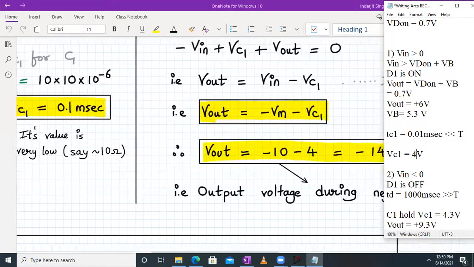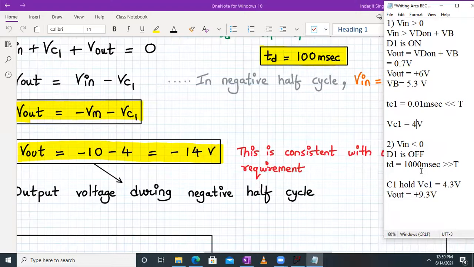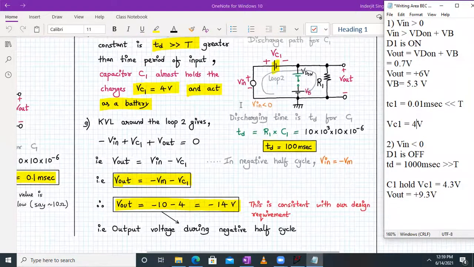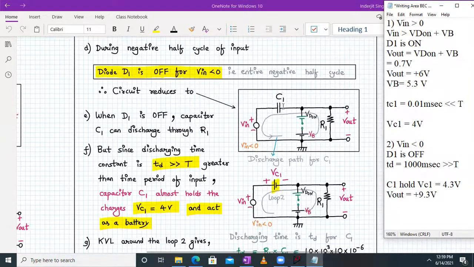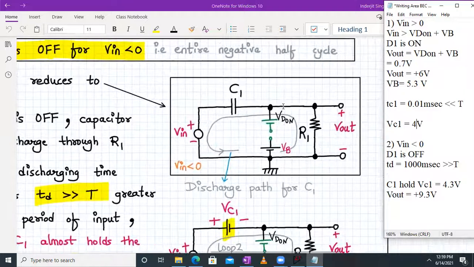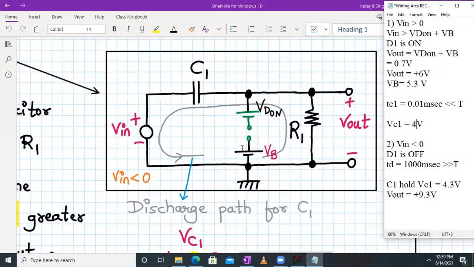Now let's go to the negative half cycle. We know in the negative half cycle, the diode will remain off for the entire duration. So your circuit reduces to this, and your capacitor now tries to discharge via the resistor R1. Since we still have a closed path, even though the diode is off and we have an open circuit over here, the capacitor can still discharge.